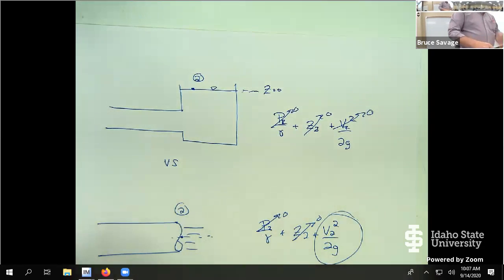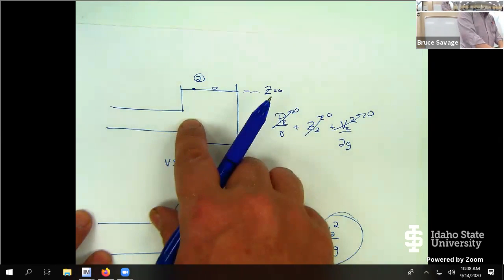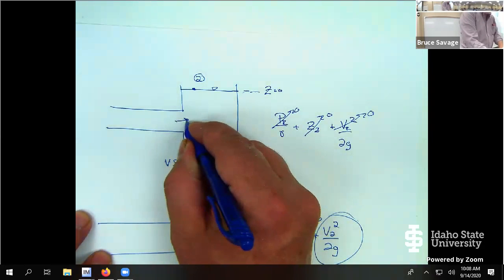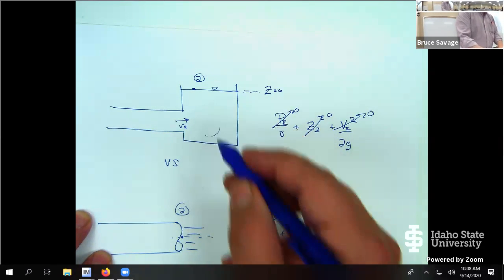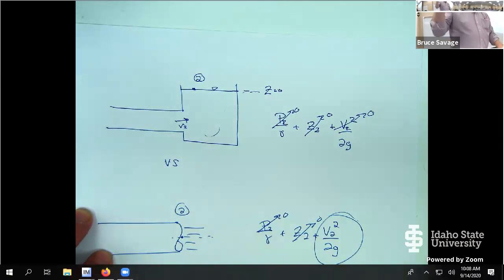We're going to talk about energy grade lines today, and we'll see that the energy loss through here, we have a velocity coming through here, some velocity V2, and then when it goes over here, it goes to 0, so we lose 1 velocity head. That's why for an exit loss, K is equal to 1, because we lose 1 velocity head. Kind of makes sense, doesn't it?